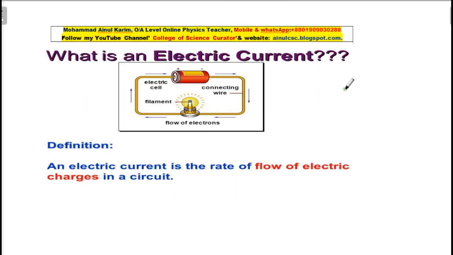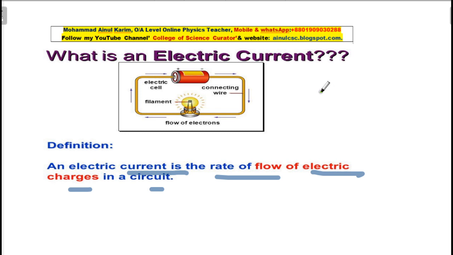So what is an electric current? An electric current is the rate of flow of electric charges in the circuit. In the circuit there is a battery, connecting wires, and a filament. When the key is on, there is a current. The electrons flow from the negative terminal to the positive terminal. It is called a flow of electrons. For this reason, an electric current happens.